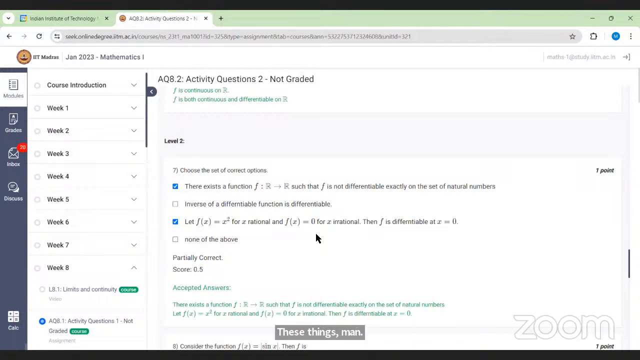Sir, can you explain the second option, which says the inverse of a differentiable function is differentiable, whether it is correct or not? I don't think so, because you can take x only. x is differentiable, but its inverse 1 by x is not differentiable at 0. You can also take sin x, which is differentiable.